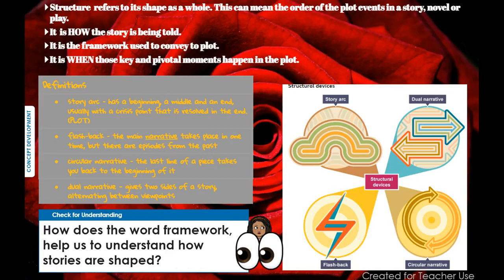Think about your house. Your house had to have a structure. Your body, your skeleton system is your structure. It holds up our bodies. So when we're talking about structure, this means the order of the plot events in the story. Here's why: because everything connects. Everything connects. We're looking at connections and relationships within the story.